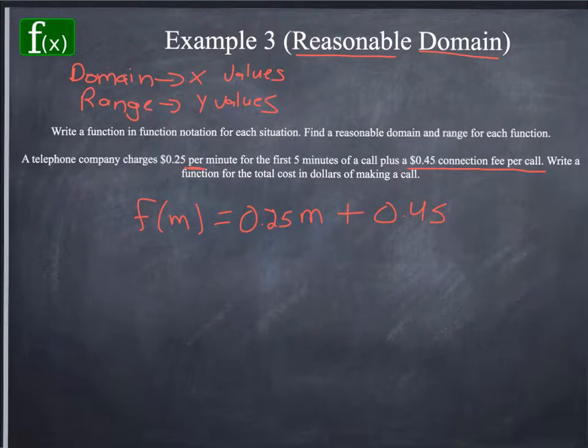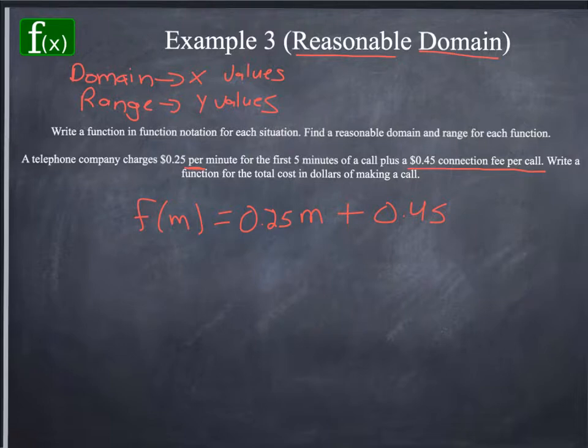But now what we want to do is talk about reasonable domain values and reasonable range values. So if we think about this, would it make sense for us to maybe have a negative m for our domain? Would it make sense for me to say m equals -7? Can we talk -7 minutes? No. And this is what we're talking about when we talk about reasonable domain. Would it make sense for us to talk -7 minutes?